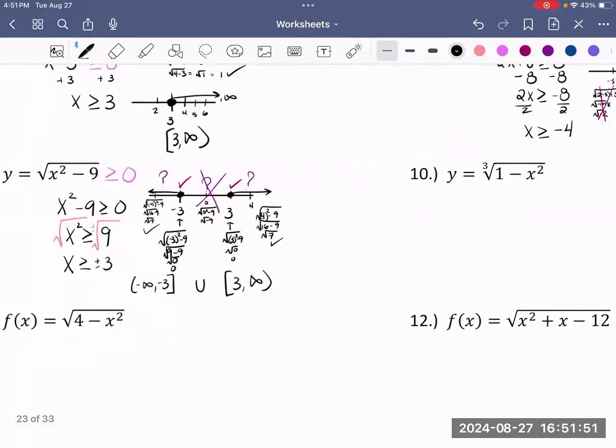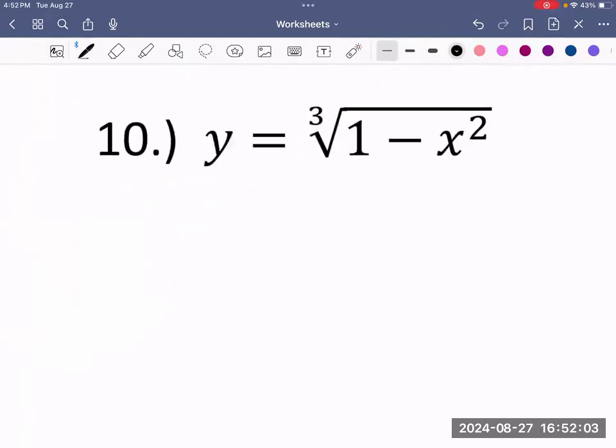Now, before we jump right into our next one, we do have to be aware of some of your rules when it comes to negative signs. Just negative signs that are attached to your x values.